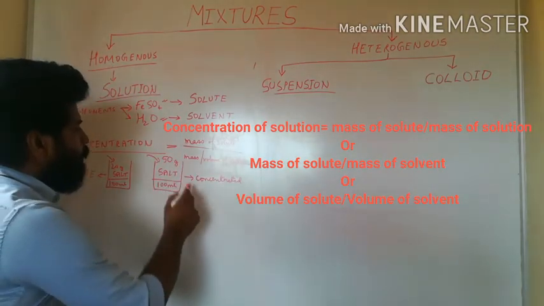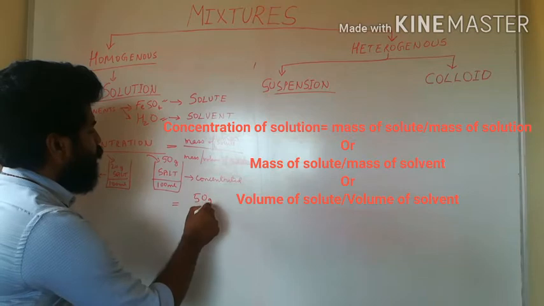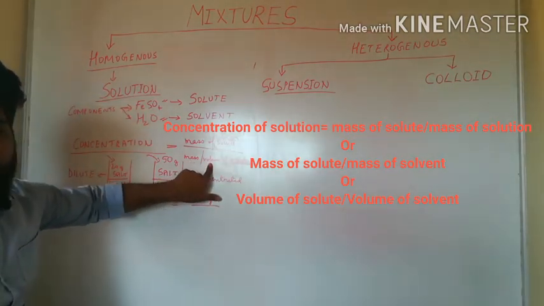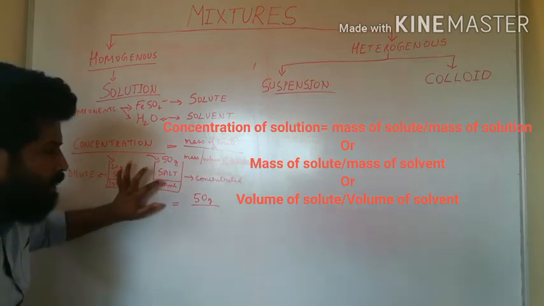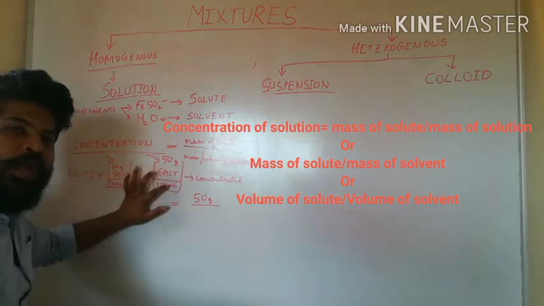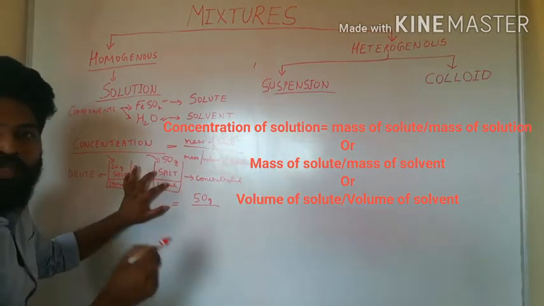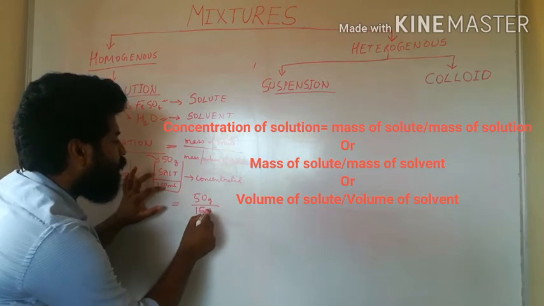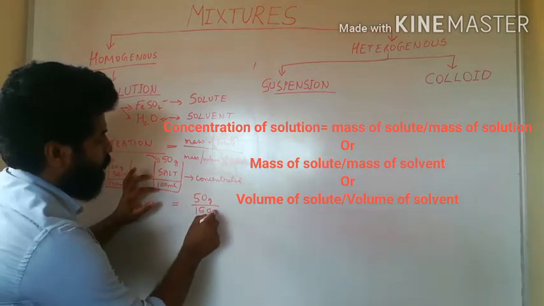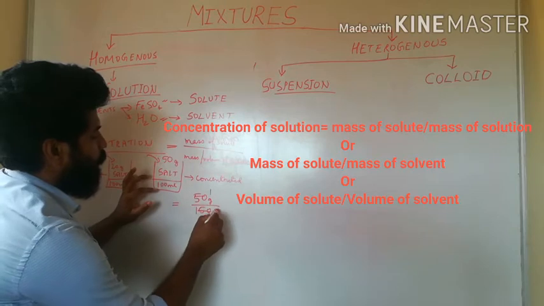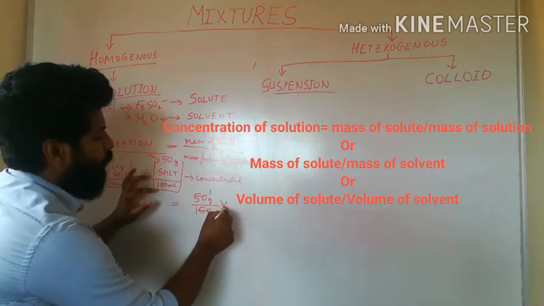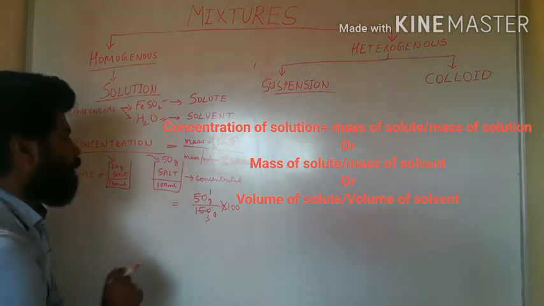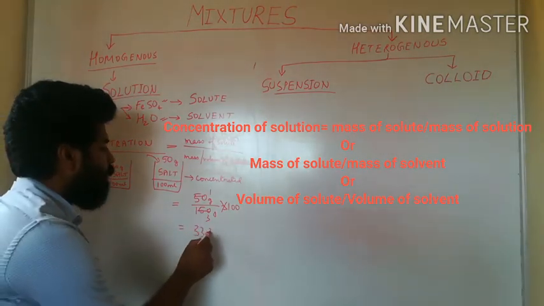In this case, the mass of solute is 50 gram. The mass of the solution: this solution has 100 ml water. It also has 50 grams of the salt that we dissolved. Therefore, the total mass will be 150. So, if you multiply it by 100, you get the percentage of a solution. So, the percentage would be 33.3%.